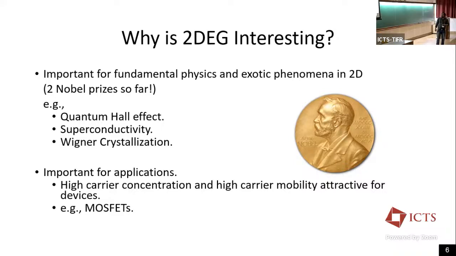Now, this 2D research is very important, not only for fundamental physics, but also for applications. 2D systems already showed many exotic phenomena, like quantum Hall effect, superconductivity, Wigner crystallization, and many more things. They already have existing applications in MOSFETs because of their high carrier density and high carrier mobility. And already two Nobel Prizes have been given in the domain of 2D research. One is for the integer quantum Hall effect, and another is for the fractional quantum Hall effect.